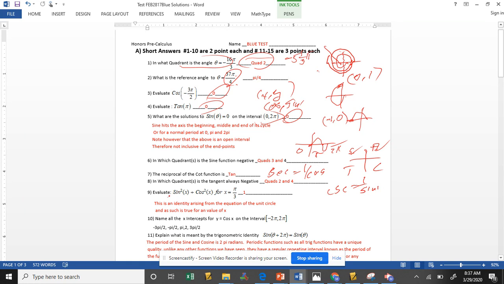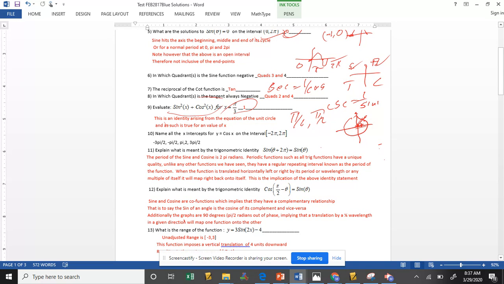Evaluate sine squared plus cosine squared for pi over 3. Well, for pi over 3, pi over 6, pi over 2, any value, it's always equal to 1. That's an identity. Of course, that comes from our unit circle, radius 1, where we correlated the right triangle, the sine and cosine. You should go back and review that. It's a good concept to recall.